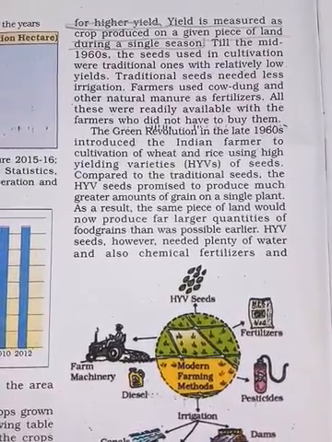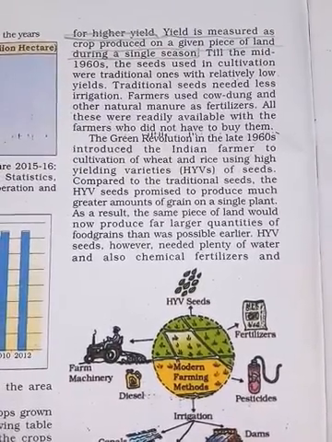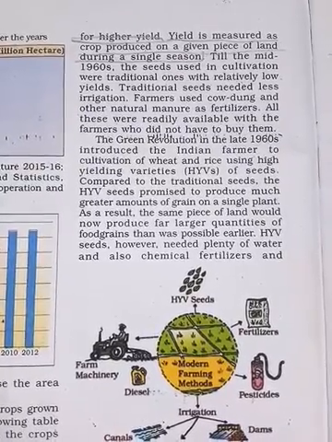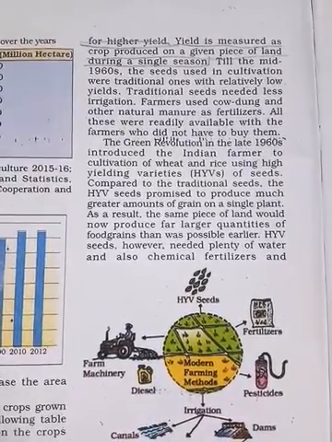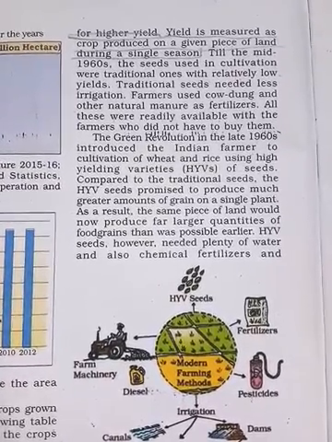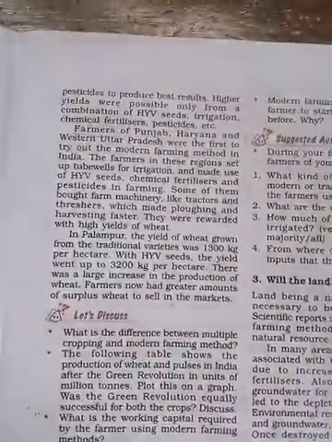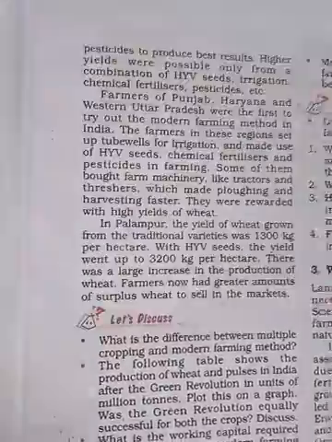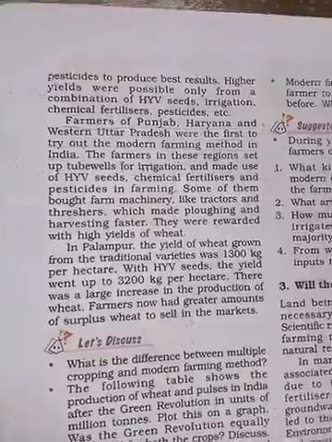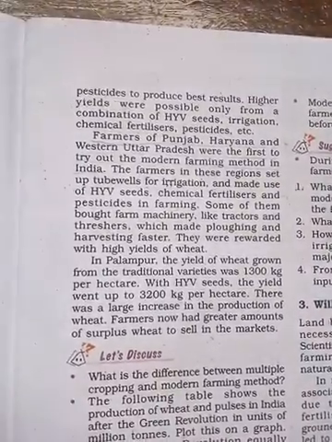If we compare high yielding variety seeds with traditional seeds, high yielding variety seeds produce a large amount of grain in a single plant, so the production is very large. But they need a lot of water, and also chemical fertilizers and pesticides to produce the best result. That means they require a lot of money: water facilities, chemical fertilizer and pesticides. They have to provide a sufficient amount of diet, you can say in simple terms.